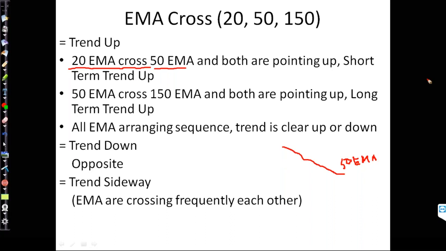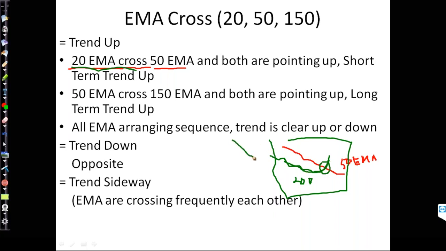Let me change the color so it will be visualized properly. Suppose this is the 20 EMA. When they cross each other, we confirm that the trend is changing. But remember, when they cross, it is a short term trend, not a long term trend. So when they cross from below to above, the short term trend is running in an uptrend.